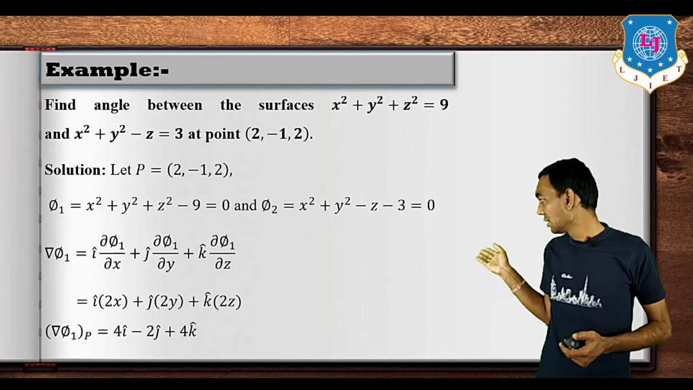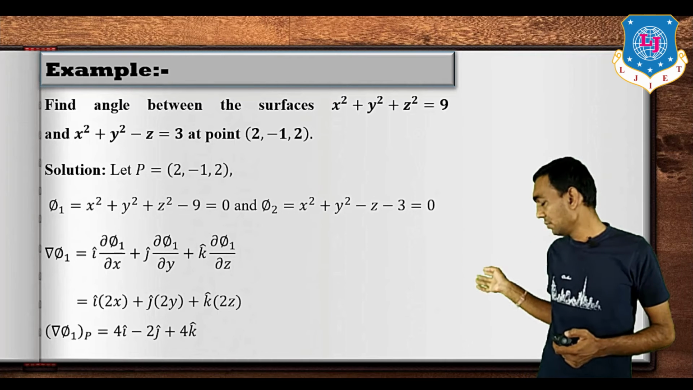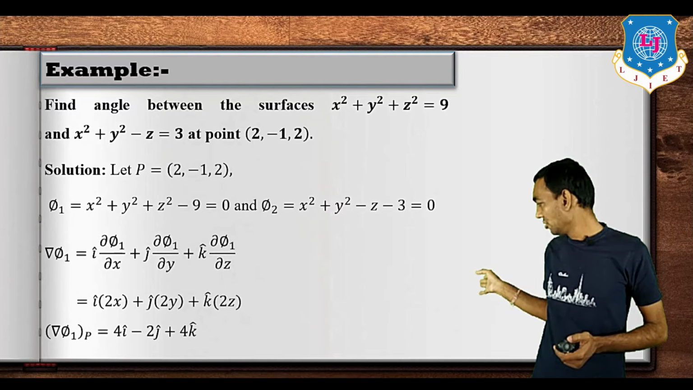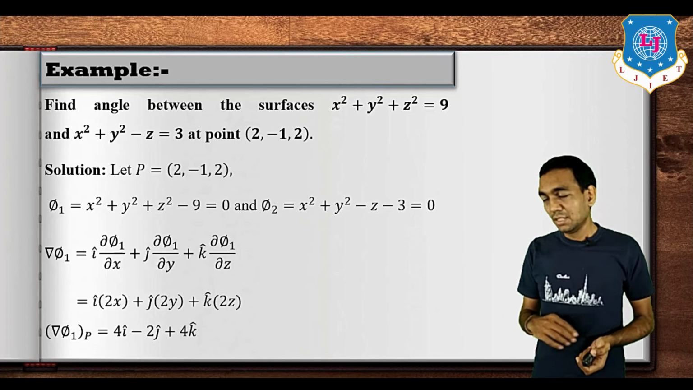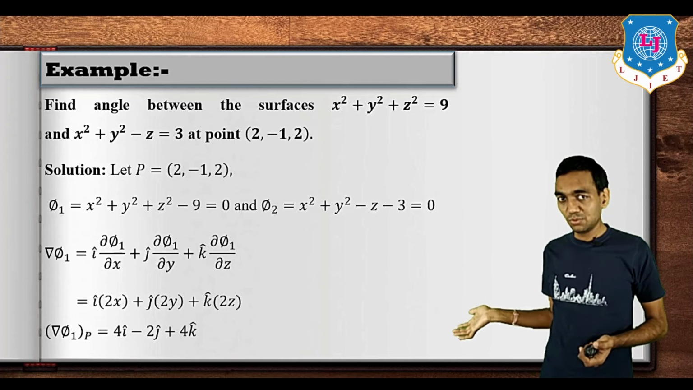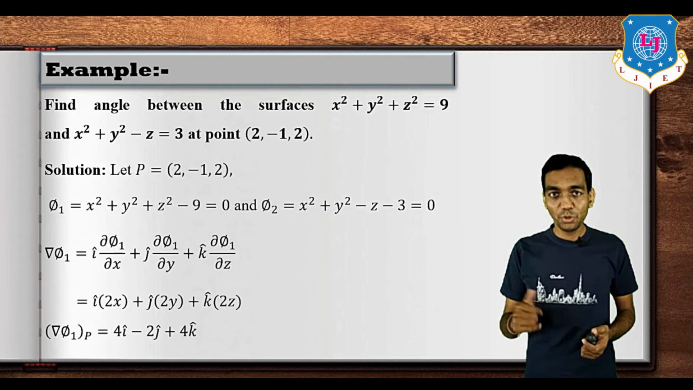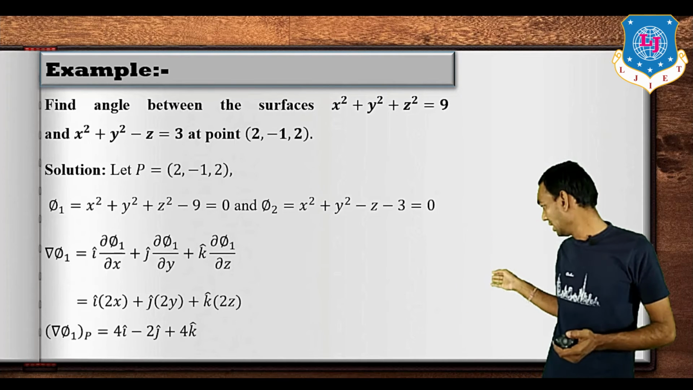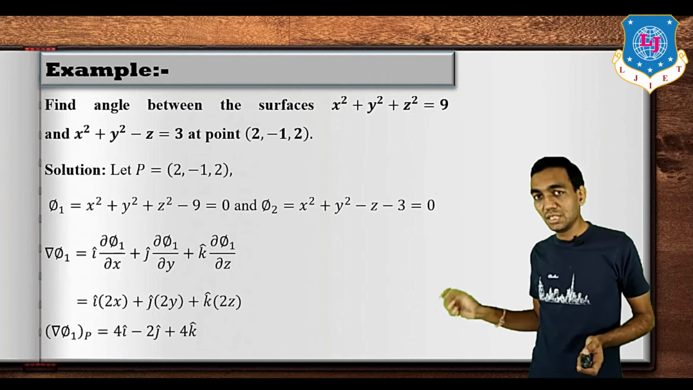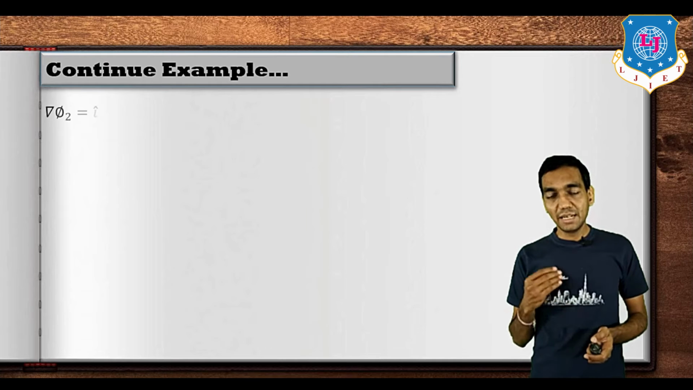So grad phi 1 is a gradient vector that is given by i into del phi 1 by del x plus j into del phi 1 by del y and k into del phi 1 by del z. Now the derivative with respect to x of phi 1 is 2x. The derivative with respect to y of phi 1 is 2y and with respect to z is 2z. So you will have 2xi plus 2yj plus 2zk. And if you substitute the point 2, minus 1, 2, then we have grad of phi 1 at the point capital P is 4i minus 2j plus 4k. Okay.